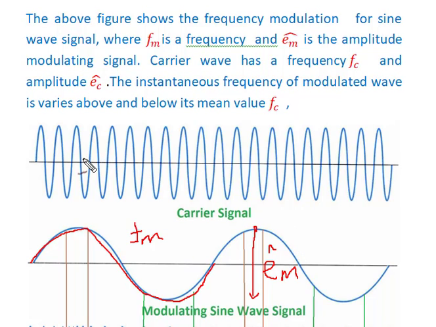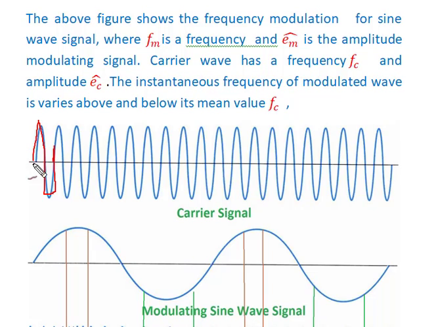In the same way, the carrier wave also has a frequency Fc. The single wave is from this point to this point, and this area to this area is called the frequency Fc. This is a single wave. You know that the number of waves per second is called frequency.